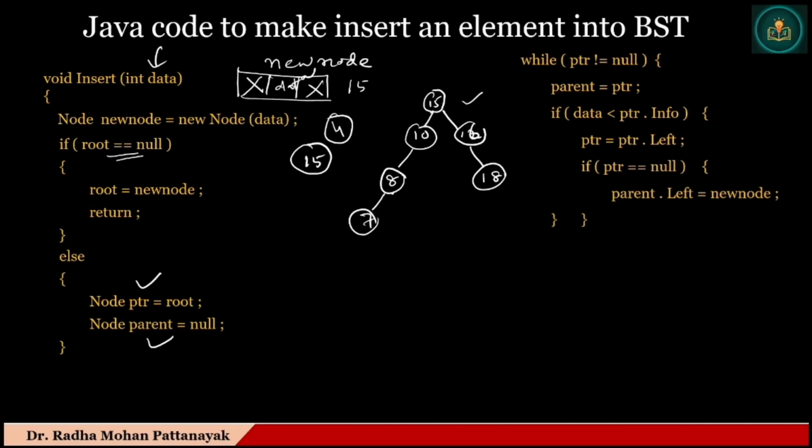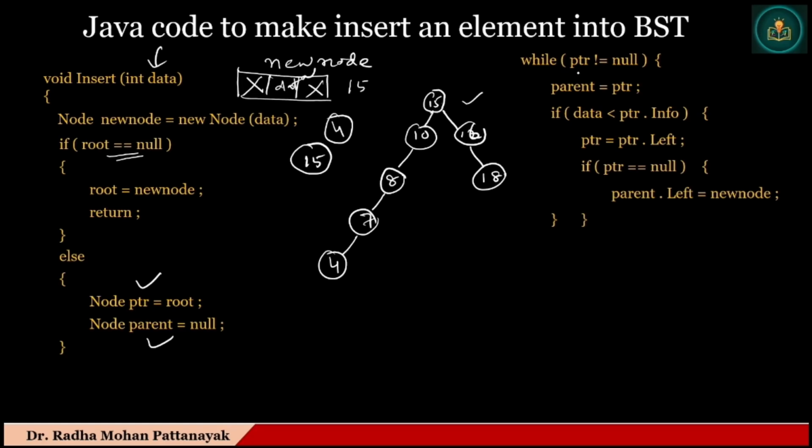After comparing 4 with 8, again you will move to the left. After comparing 4 with 7, again you will move to the left. Now there is no element present on the left side. Now what will you do? You will insert 4 on the left side. So what did you understand from here? You will continue searching on the left side until you get a null value on the left side of a node. That is the meaning.